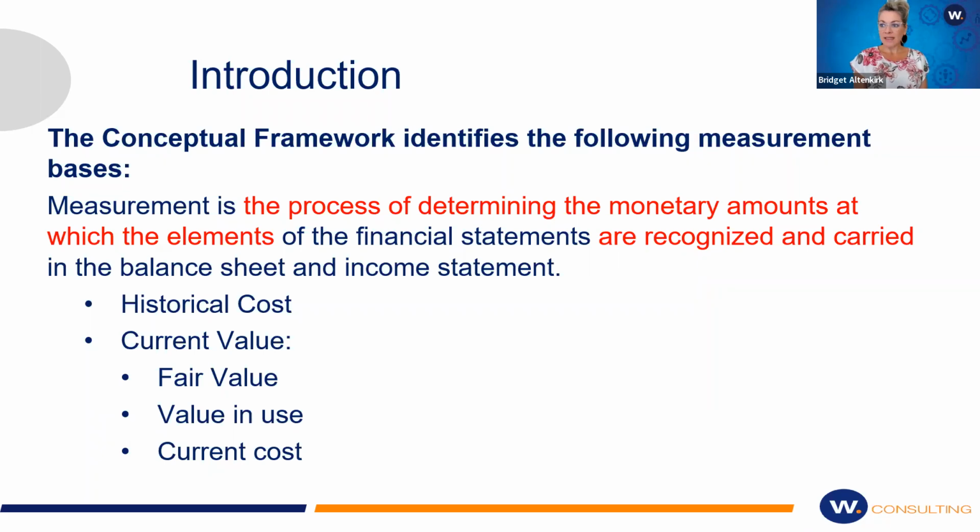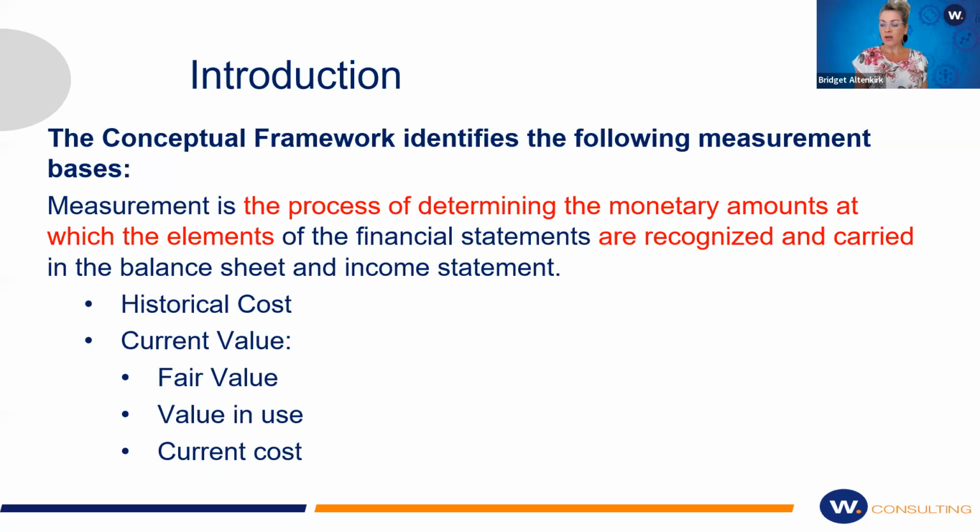So IFRS permits different types of measurement bases. The one is historical cost, and we see historical cost would be used for other types of assets. So for example, if you consider an inventory item, IAS 2 provides guidance on accounting for inventories. Inventories are measured initially at cost and subsequently at the lower of cost or net realizable value.